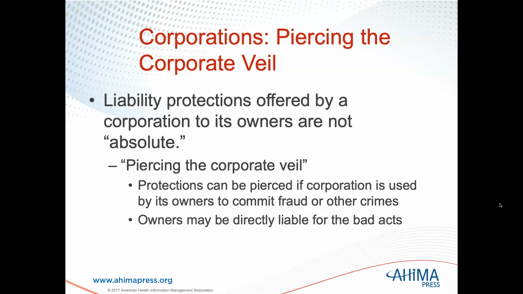So liability protections offered by a corporation to its owners are not absolute. That's one of the important things. That even though there are some liability protections, they are not absolute. There's such a thing called piercing the corporate veil. The protections can be pierced if the corporation is used by its owners to commit fraud or other crimes. Or they may be directly liable for the bad acts.